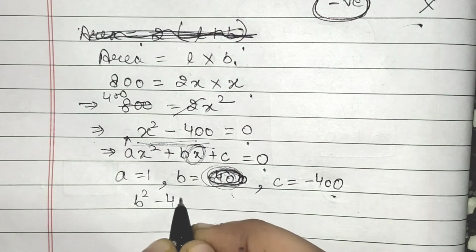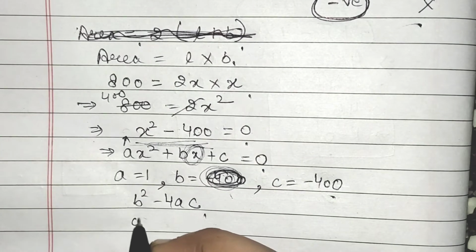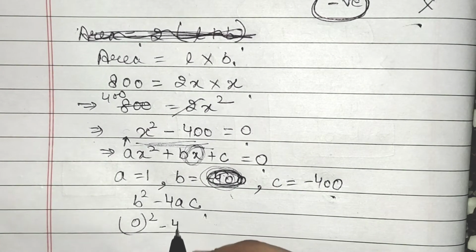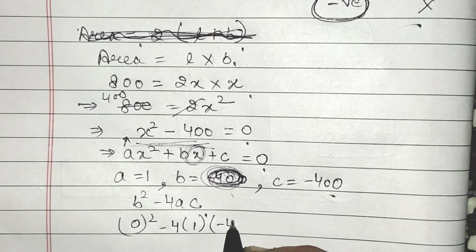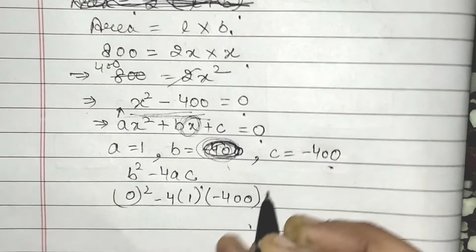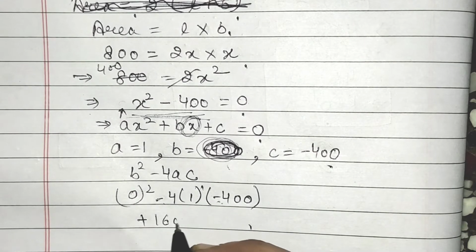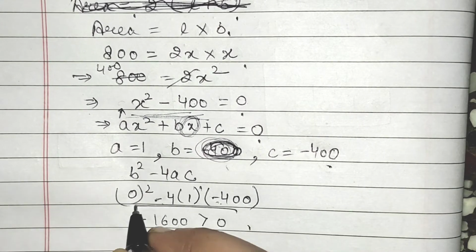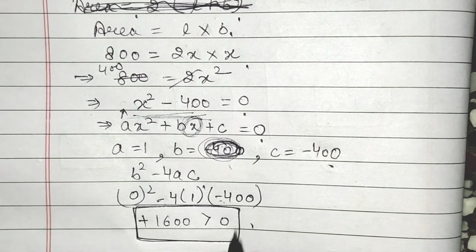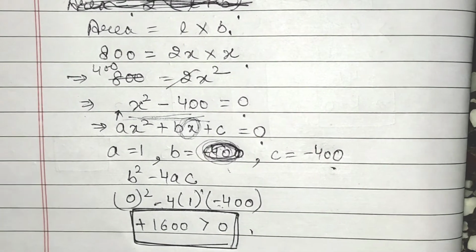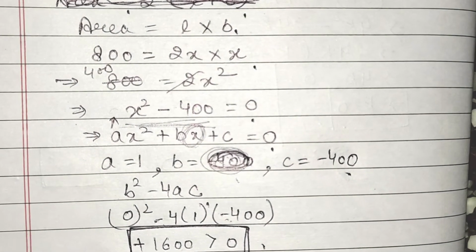So b square minus 4ac, what will you get? b is 0, minus 4, a is 1, and c is minus 400. When you solve this, you will get minus minus plus 1600, which is greater than 0. So that means this kind of park can be drawn.